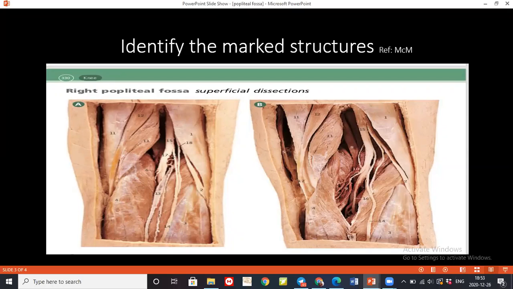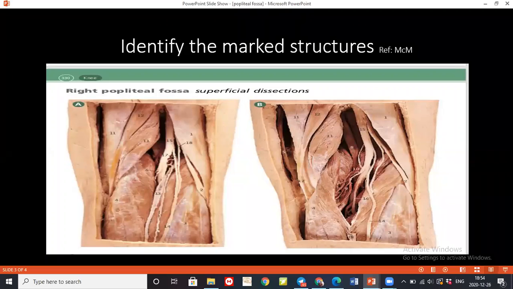How many compartments are there in the lower leg? We have 4 compartments, 3 main compartments, and then the posterior compartment is divided into superficial and deep. So anterior compartment, lateral compartment, and then posterior compartment. Okay. Can you please name the structures which pass behind the medial malleolus?